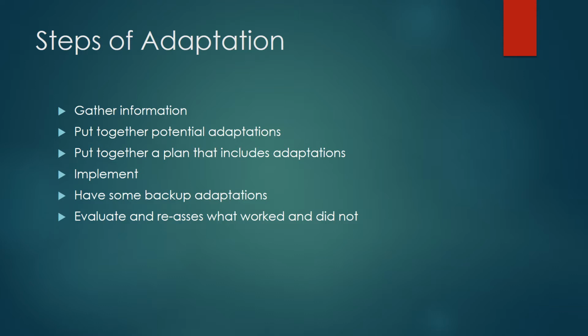Once you have potential adaptations, you can put together a plan. As you're putting together the plan and you have a list of 10 adaptations, maybe you can only use 6 of them, or 4 of them, or 2 of them, or whatever it is. But you have a bunch of potential adaptations that you can draw from, not just trying to fit an adaptation into the lesson. Then you implement it. The only way you're going to find out if it works is by actually doing it within the lesson.